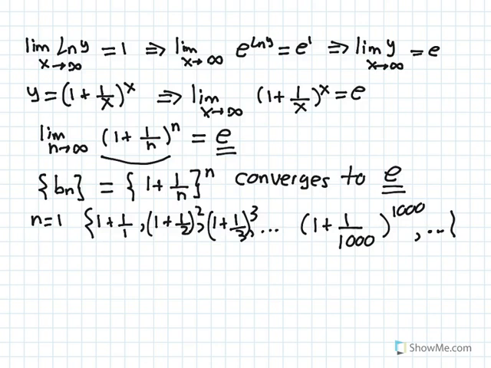So this is an idea of why sequences are important, because we have shown that the number e is actually the limit of a special sequence, which is 1 plus 1 over n to the power of n.